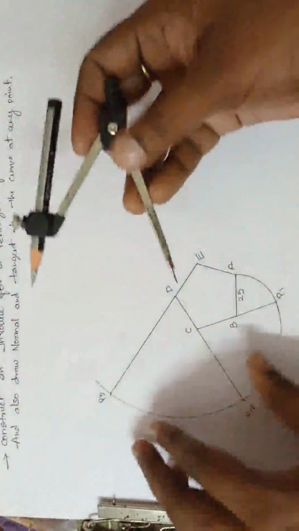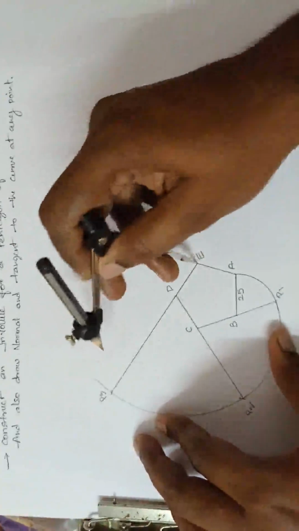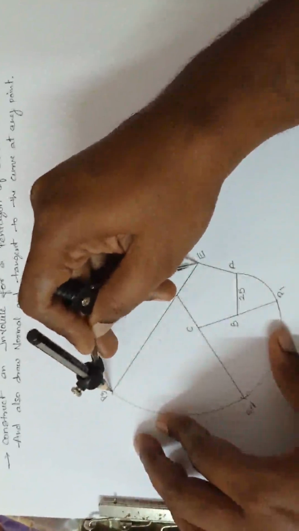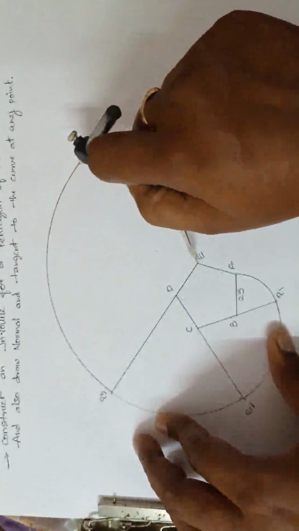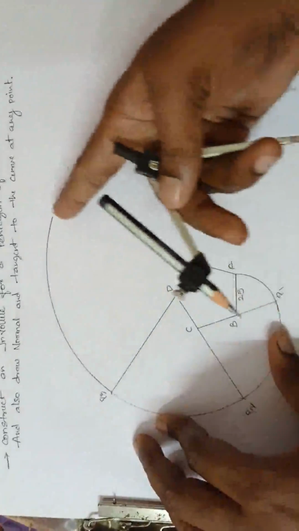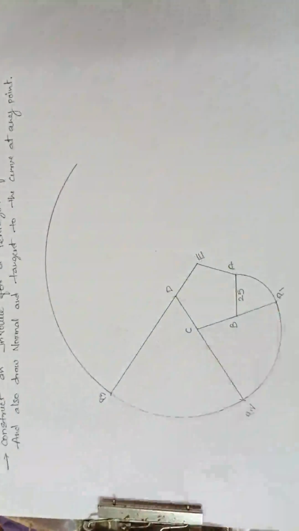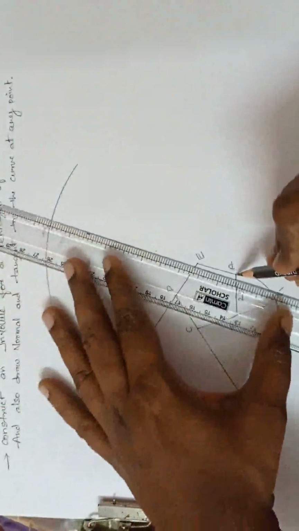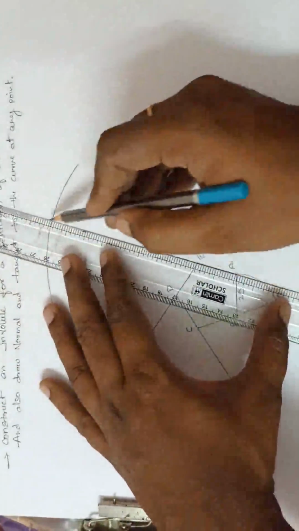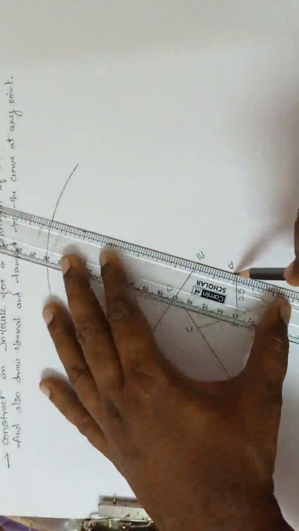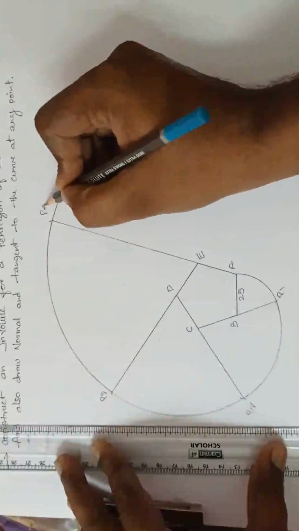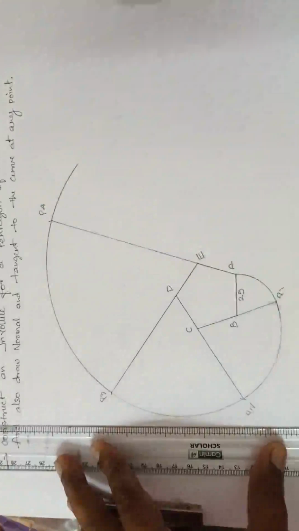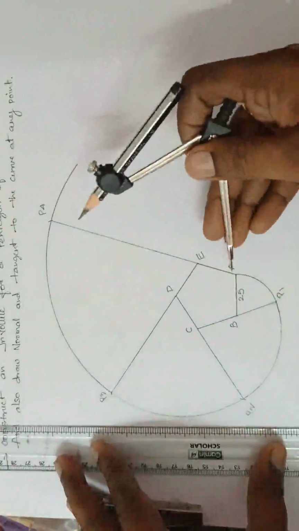Next, the radius is EP3. With E as the center, draw a curve. It should go up to where it is straight to AE or EA. Now I am extending this line up to EA. This is point P4. Next, take radius AP4.